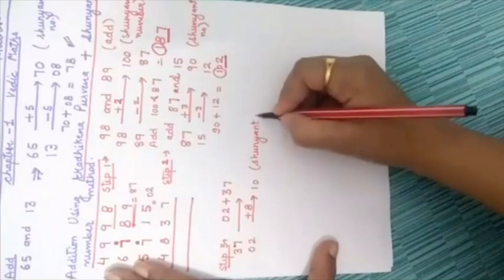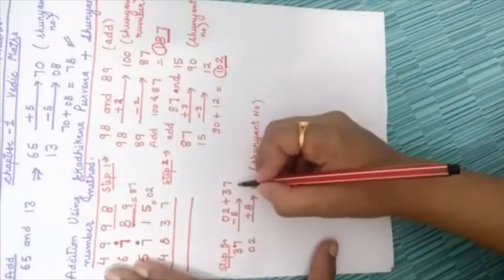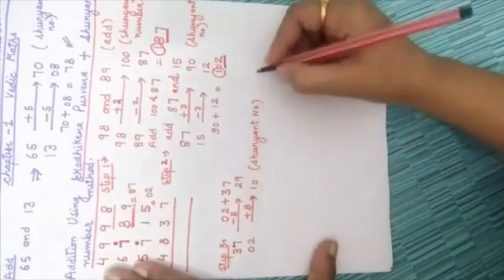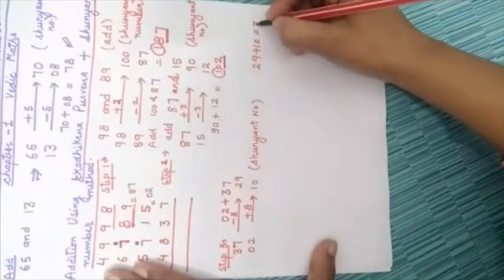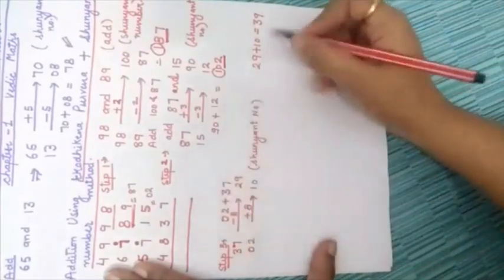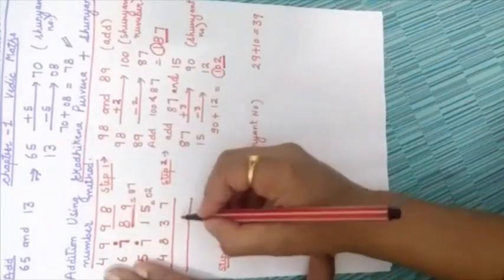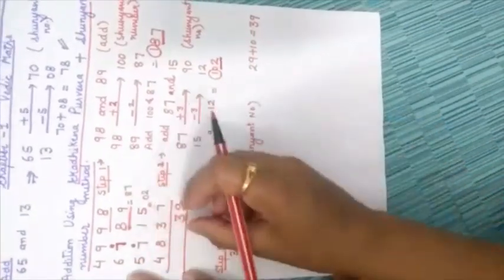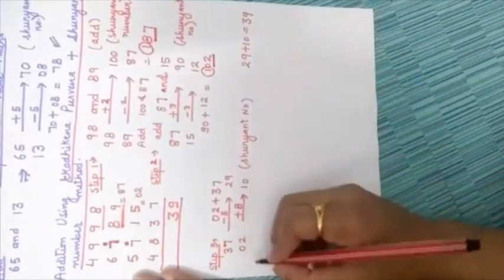Okay, and the same number if I subtract from this, what will you get? 29. Now add these two numbers, that is 29 plus 10. Your answer will be 39. Okay, and this is the last step of this column. So write down the answer here, that is 39. Now same process we have to do here for the second column.